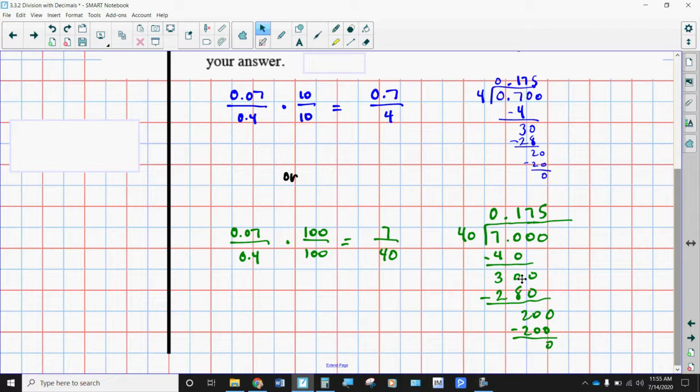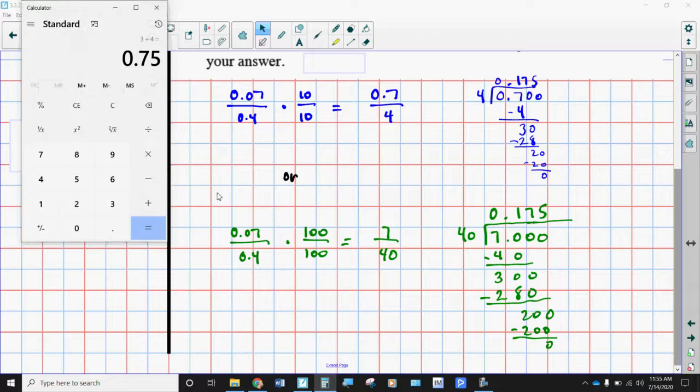How many 40s go into 300? That would be 7, because 7 times 40 is 280. Do the subtraction, you get 20. Add another 0 and bring it down. Remember, you just keep adding zeros and bringing them down until you either see a repeating pattern or until it terminates. And this is where it terminates. 40 goes into 200 5 times. So we get the same answer. Both of them are correct.